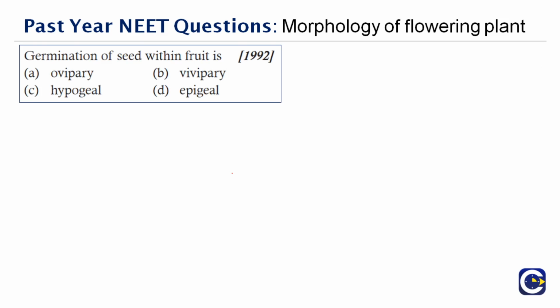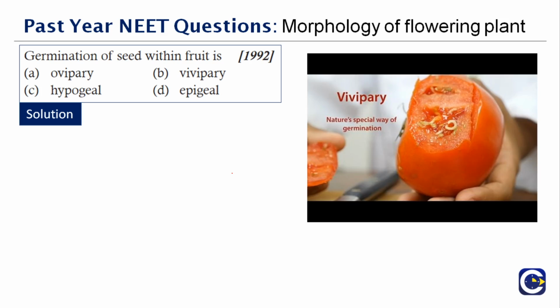Next question here. Germination of seed within fruit is dash. Just now we discussed this in the earlier question, right? Of course, you know what the answer is. It is vivipary. You have a picture on your right side which shows vivipary. Can you see the seeds germinating inside the fruit? The tomato seeds are germinating inside the fruit itself. So you call that term vivipary.